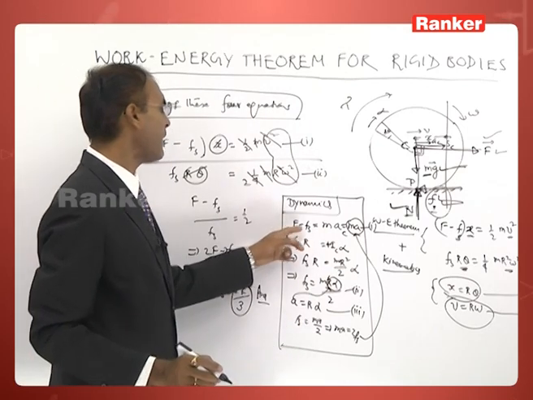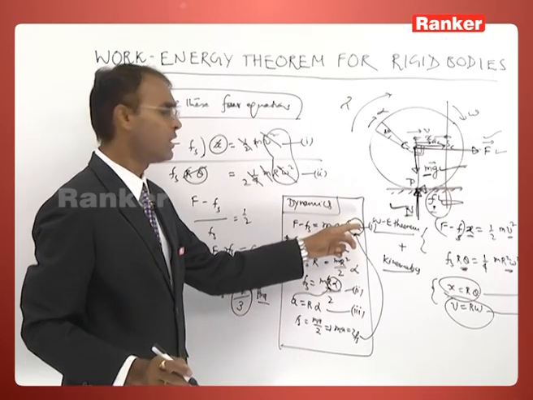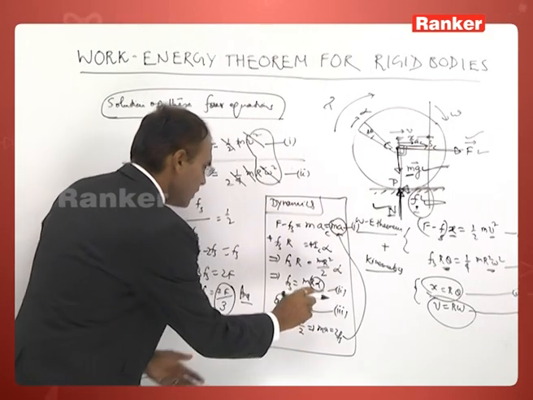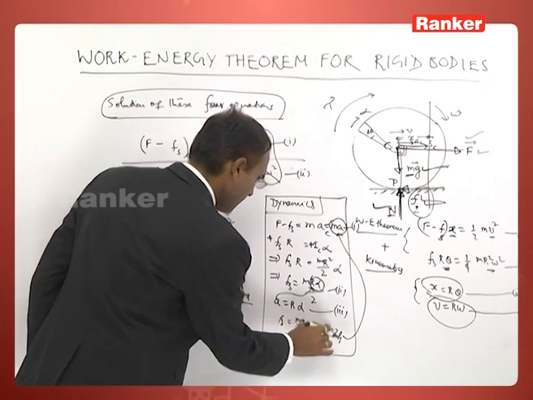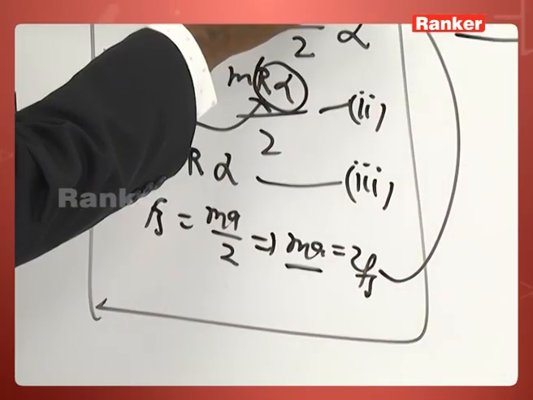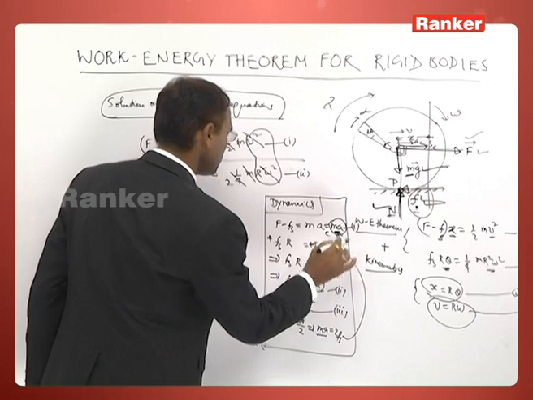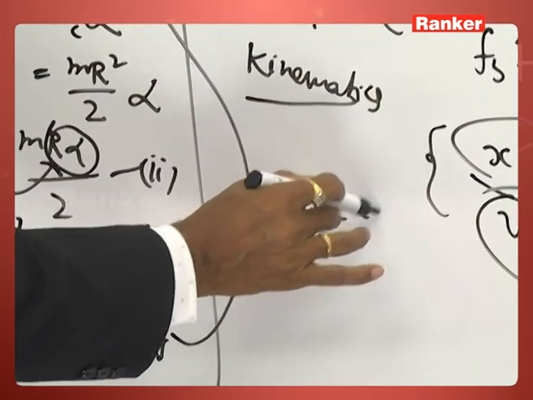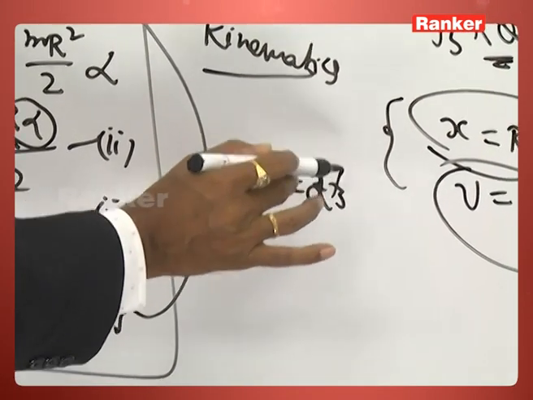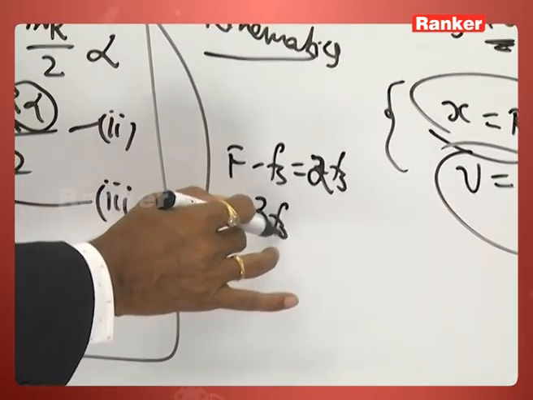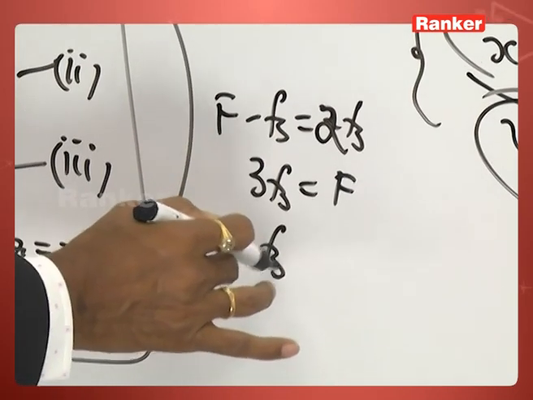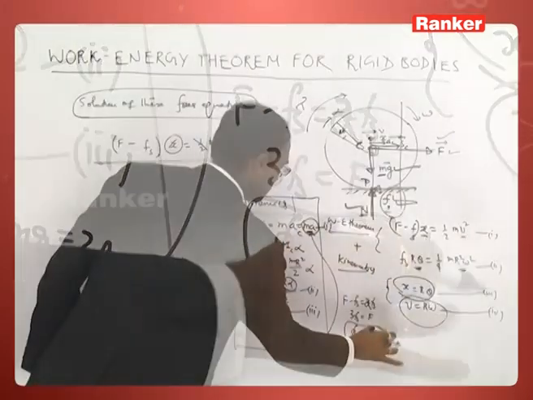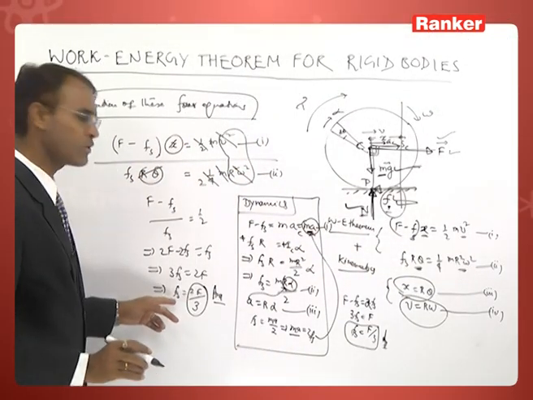So here F minus Fs is equal to 2Fs, so 3Fs is equal to F. If you substitute Ma is equal to 2Fs, here we can write F minus Fs is equal to 2Fs. So 3Fs is equal to F. So Fs will be equal to F by 3. But here you are getting Fs is equal to F by 3.